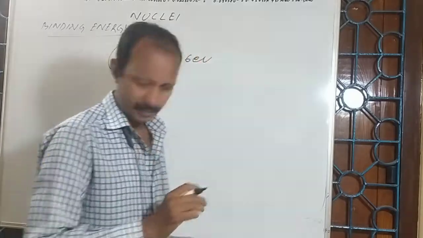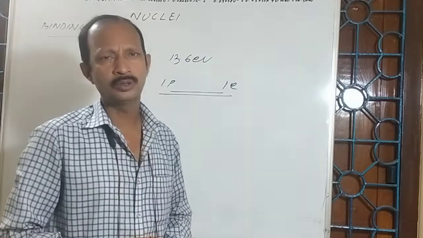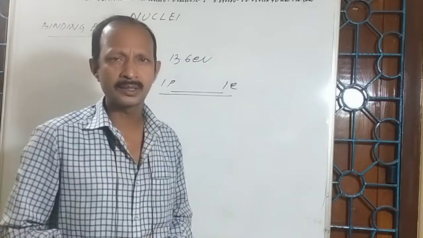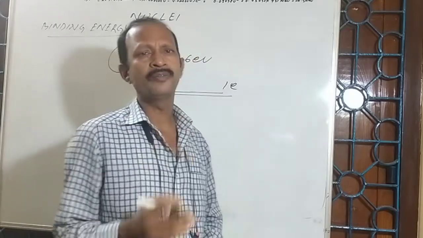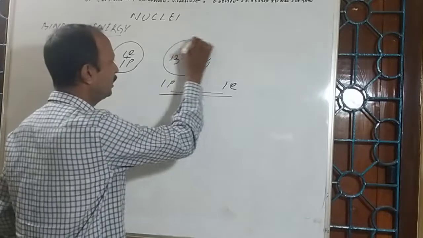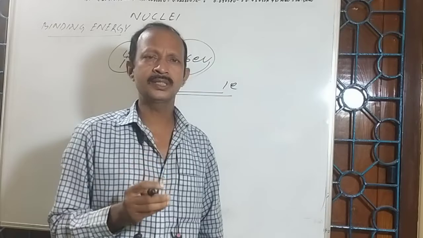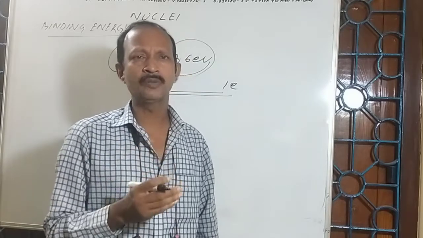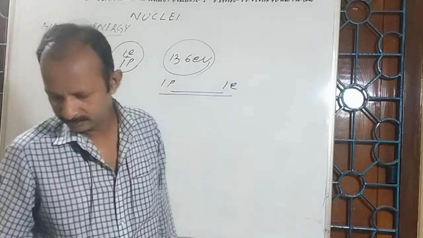Once again, I am repeating. Suppose one proton and one electron are at infinity, far away from each other. We want to bring them close to make a hydrogen atom. During that time, they release some amount of energy equal to 13.6 electron volt. So I can say that 13.6 electron volt is the binding energy of a hydrogen atom in its ground state.